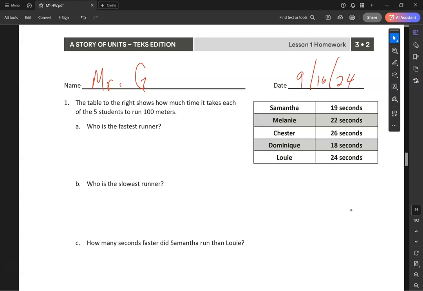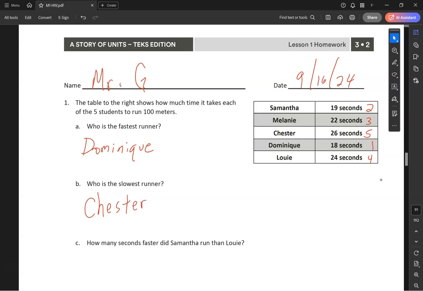So the lowest number is 18 seconds, so that would be first. And then 19 seconds, and then 22 seconds, and then 24 seconds, and then 26 seconds. So who is the fastest runner? The fastest runner will have the least amount of time, so it would be 18 seconds, Dominique. B. Who is the slowest runner? The slowest runner would be the person with the highest amount of time, which is 26 seconds, which would be Chester.